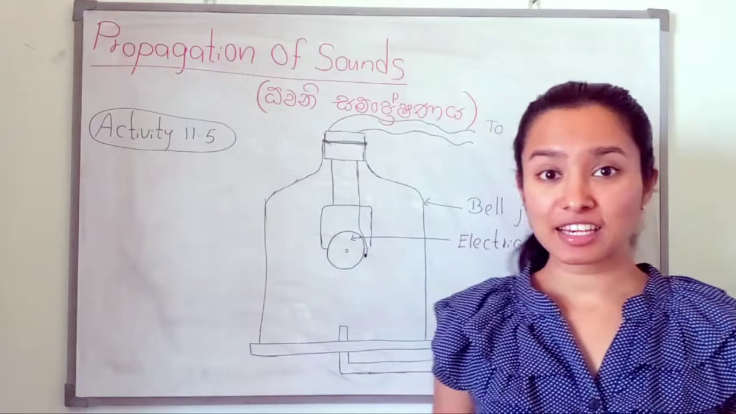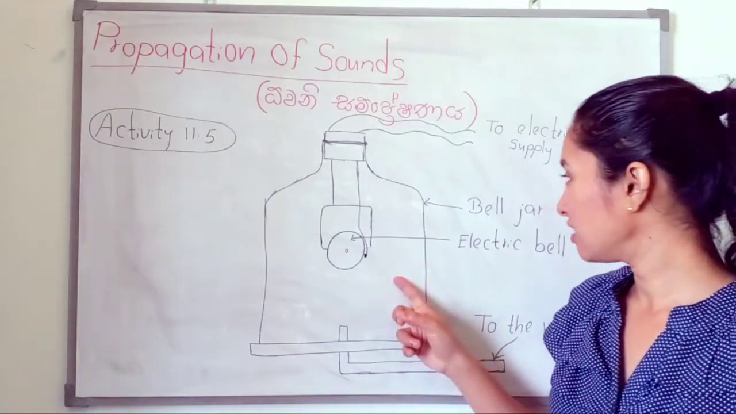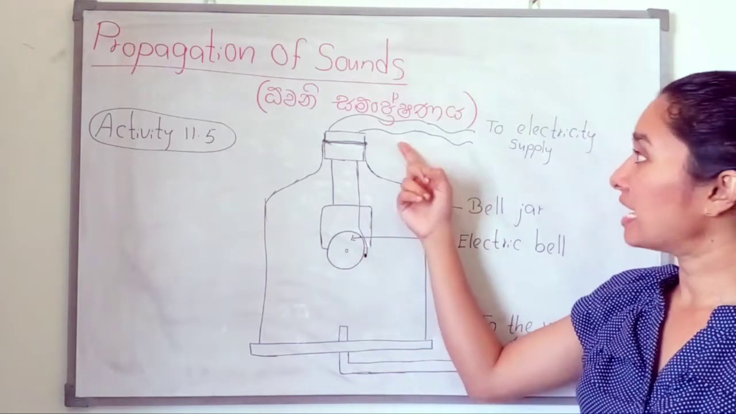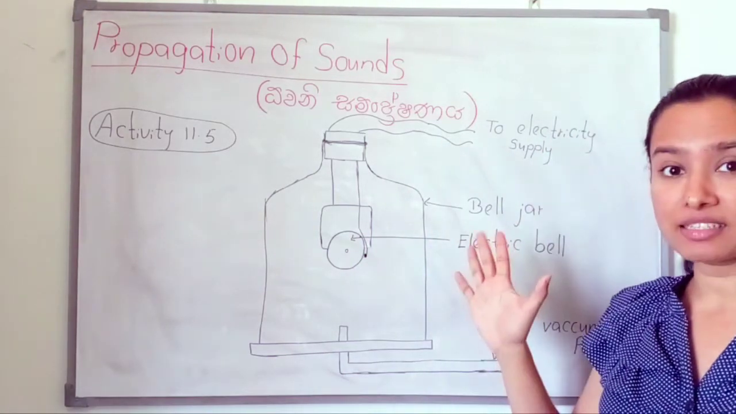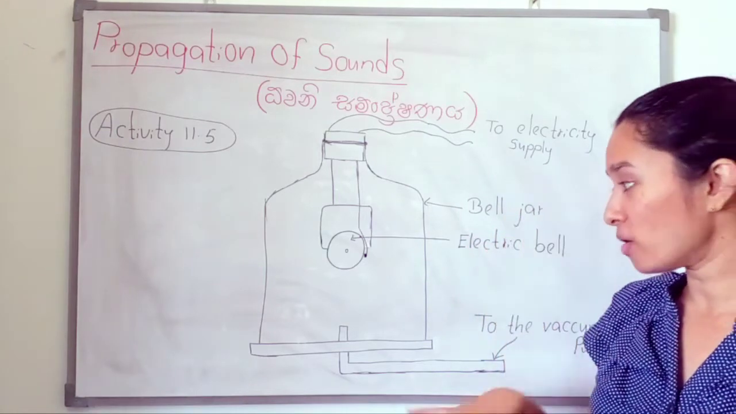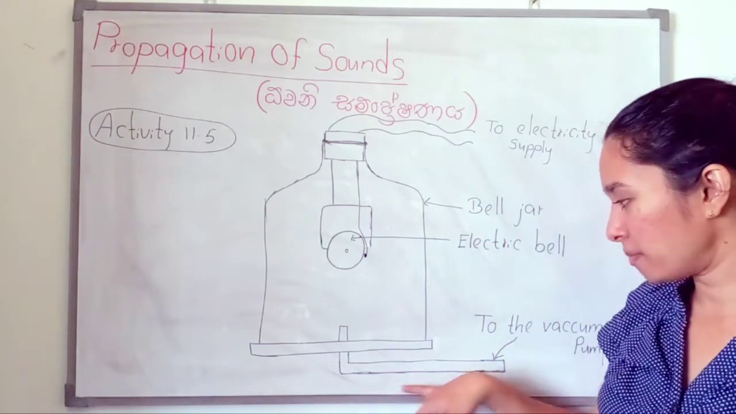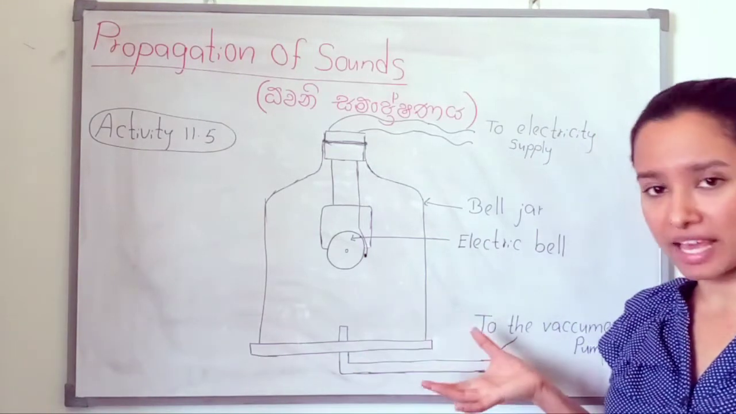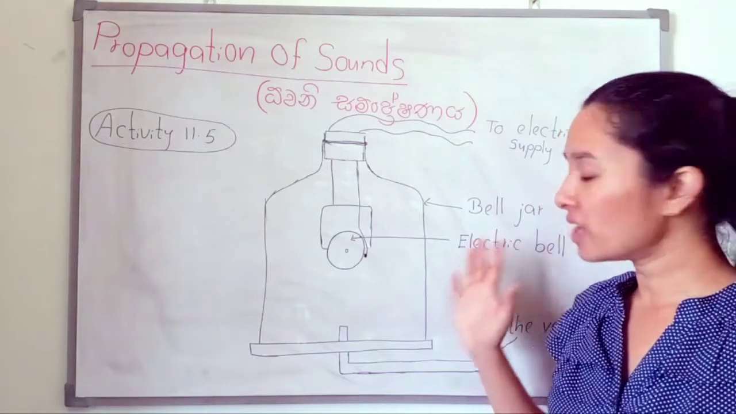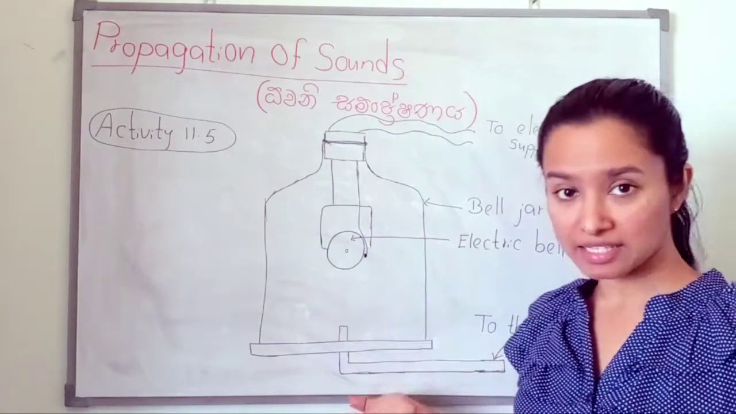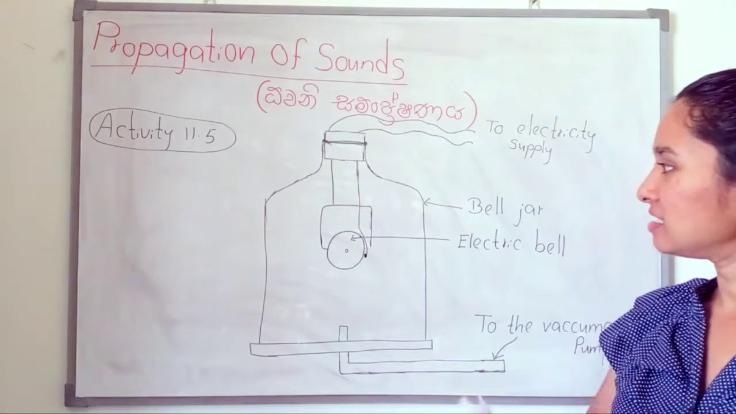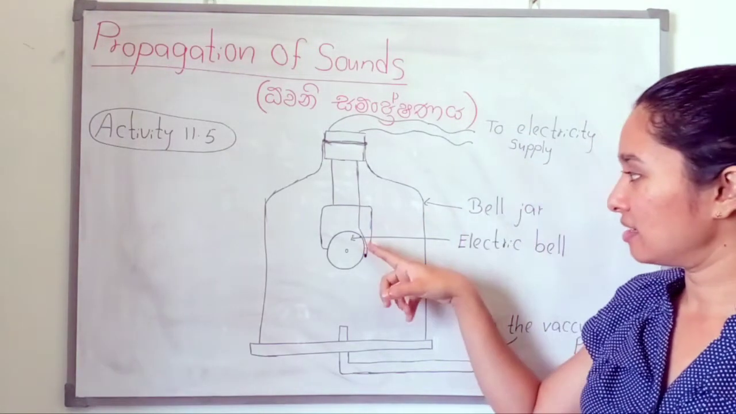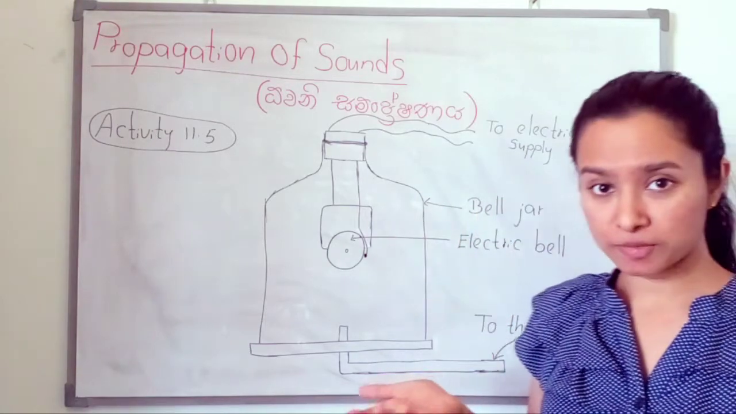Activity 11.5. Here you need an electric bell and a bell jar and connecting wires and dry cells and also a switch. And also you need a vacuum pump to evacuate the air. Evacuate means remove the air. Okay, now fix this instrument as shown in the figure and switch on the bell and observe.